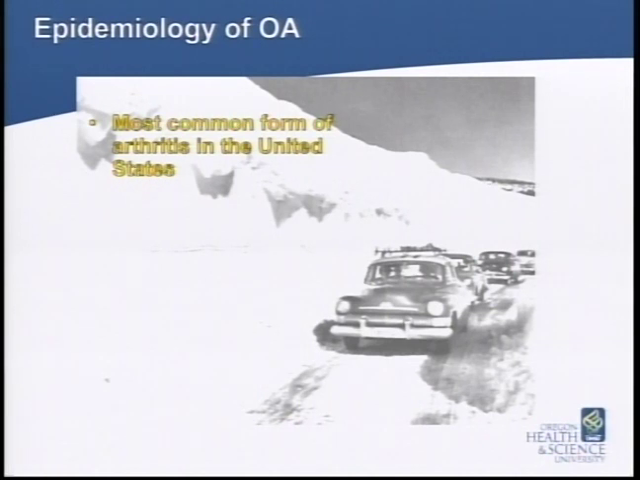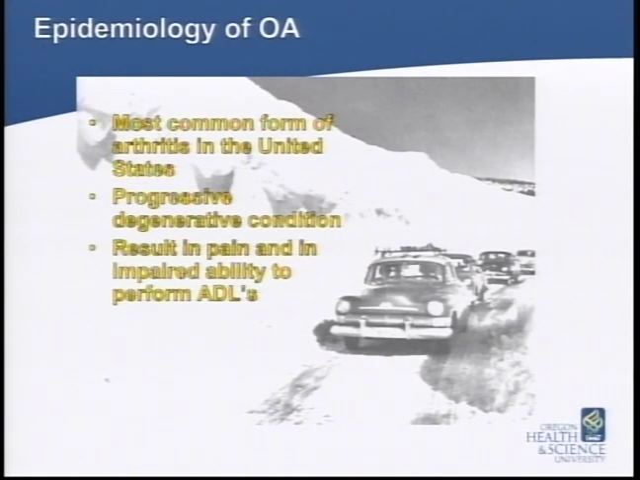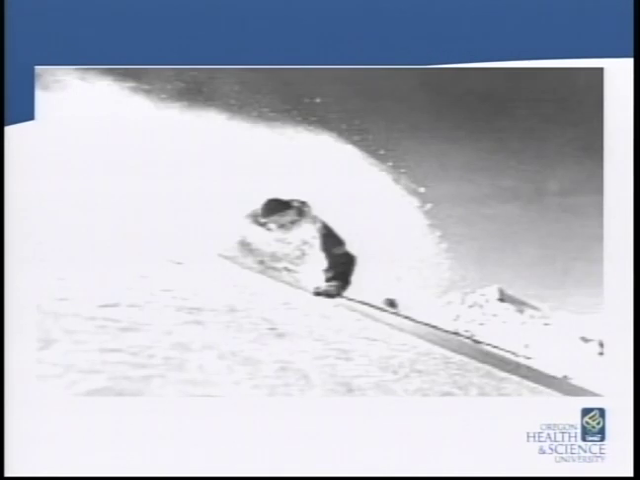Osteoarthritis is the most common form of arthritis in the US. I think we all know that. It's a progressive degenerative condition, and we want to be careful when we start talking about that because that means something to patients, especially when we talk about the biopsychosocial model. We know it results in pain and impaired ability to perform activities of daily living. It's also the leading cause of disability in patients age 65 and older.